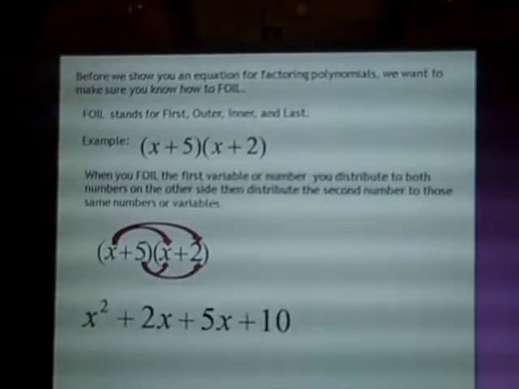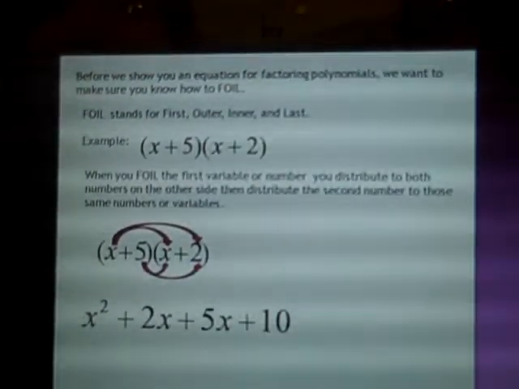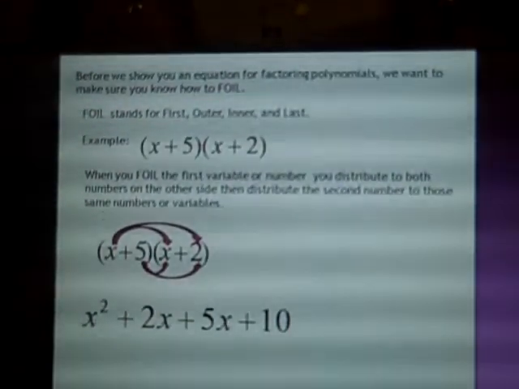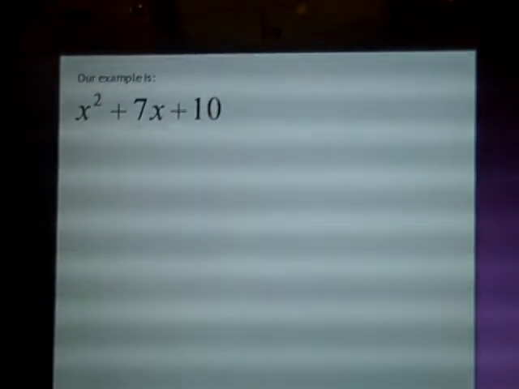And if you don't know why we got x squared, it's because it's not really 2x, it's 2 x's, so you have to put the squared. Our example is x squared plus 7x plus 10.